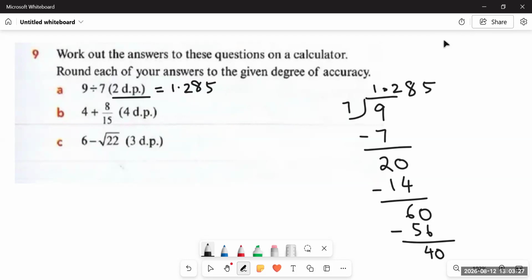So if we round it to 2 decimal places, you have 8. Here you have to round 8 and the digit next to it is 5. So when you round it, you'll add 1 to 8, it will become 1.29. Okay, next we have 4 plus 8 upon 15.